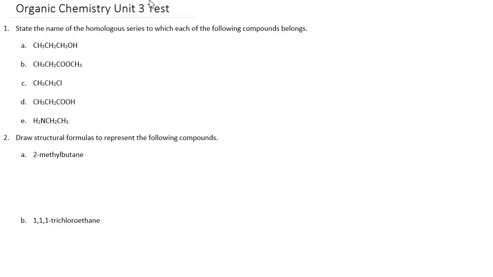So in this lesson we're going to be going through a sample organic chemistry unit 3 test. So hopefully this will help you in revising for your actual SAC or test at school. So the first question is: state the name of the homologous series to which each of the following compounds belongs. So you're basically just naming what group you can see, what functional group you can see.